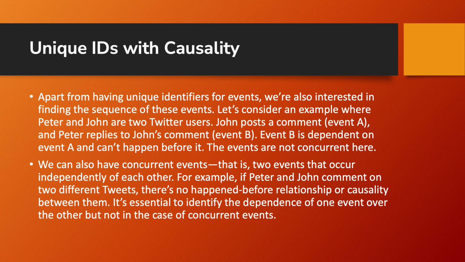We can also have concurrent events, that is, two events that occur independently of each other. For example, if Peter and John comment on two different tweets, there's no happens-before relationship or causality between them. It's essential to identify the dependence of one event over the other, but not in the case of concurrent events.